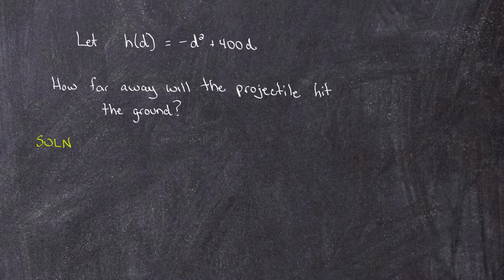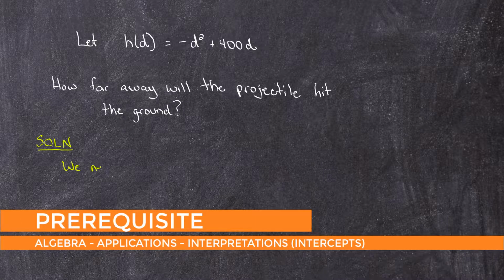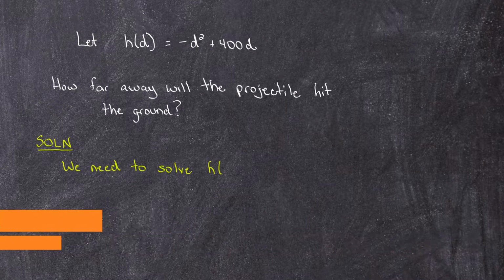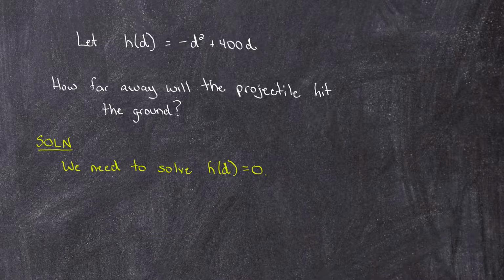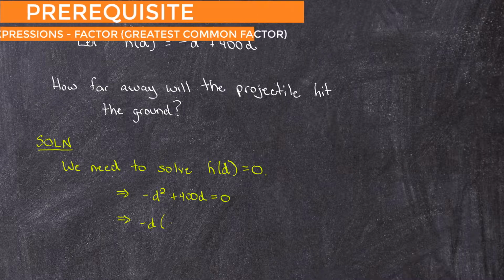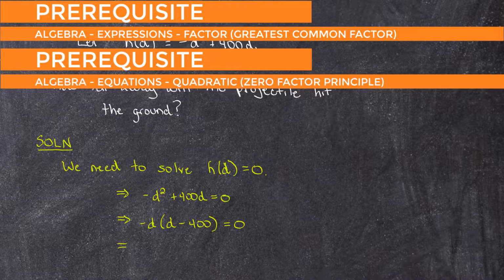This question covers two prerequisite skills. First, you need to be able to interpret what hitting the ground means mathematically in terms of our function. In this case, it means we need to solve h(d) = 0. Second, you need to solve this resulting equation. It requires the ability to factor out the greatest common factor and then knowledge of the zero factor principle.